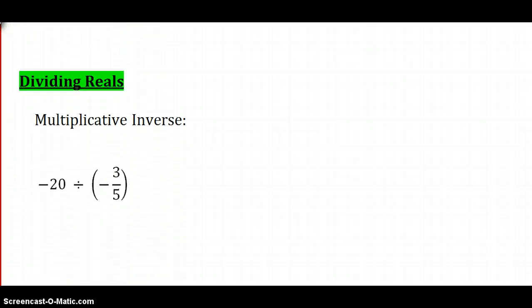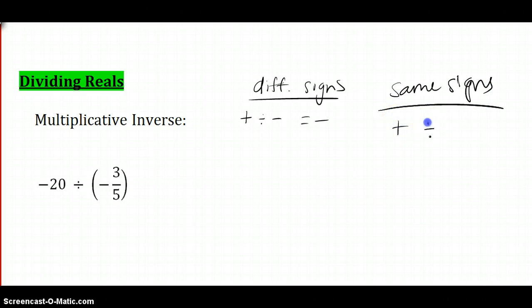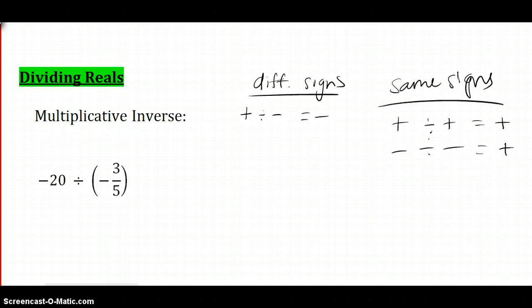The second part of the lesson is about dividing real numbers. And dividing real numbers has the same rules as multiplying. If you have different signs, your answer is going to equal a negative. So if you had a positive divided by a negative, that's going to give you a negative answer. Or if you had the same signs, if you had a positive divided by a positive, it's going to equal positive, or a negative divided by a negative, it's going to equal positive as well. Same rules as before. So we're going to do examples that divide fractions.